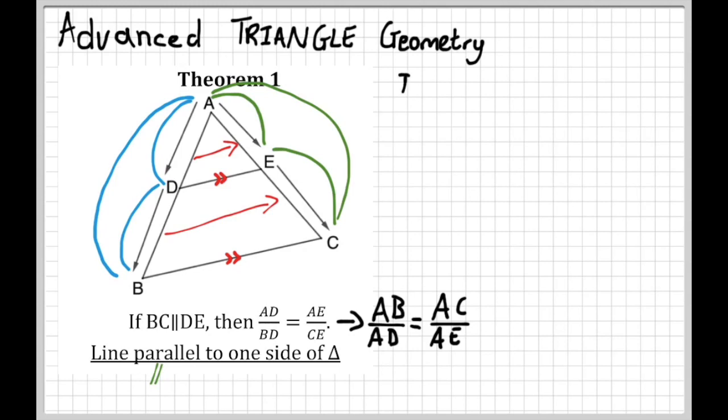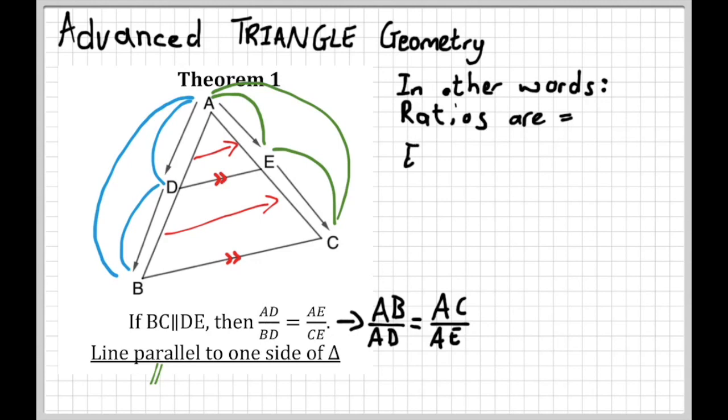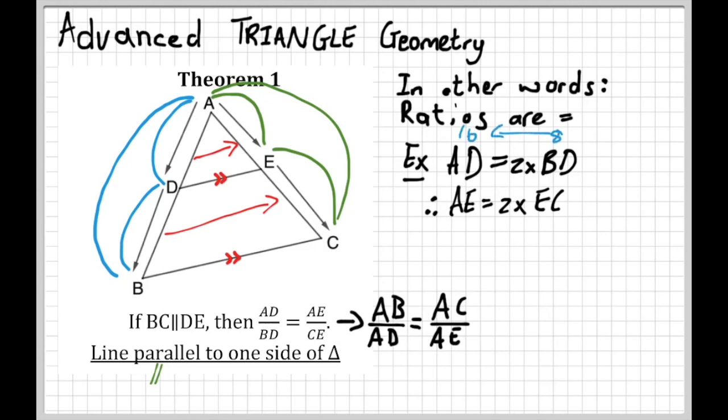So let's quickly have a look at what it means. In other words, it means the ratios between the sides are equal. An example of this could be, let's say AD is twice the length of BD, then AE must also be twice the length of EC. So if BD is 8 and AD is 16, then if EC is 6, then AE will be 12. And therefore that ratio exists.